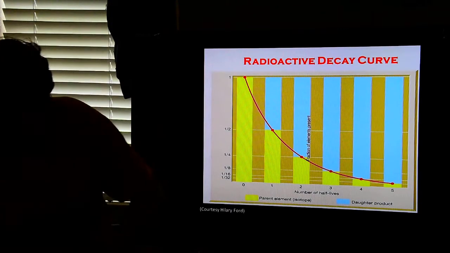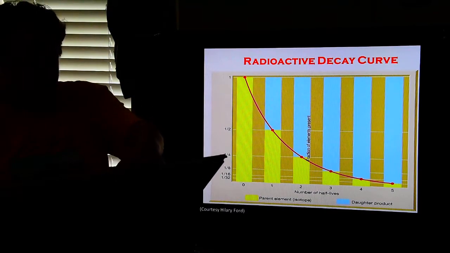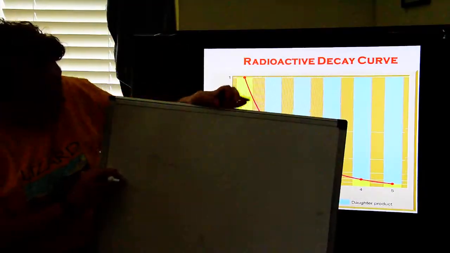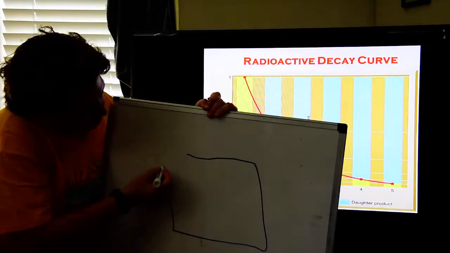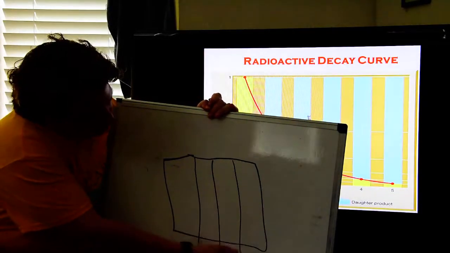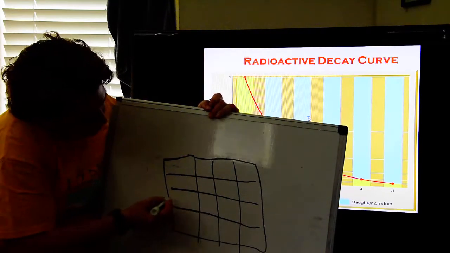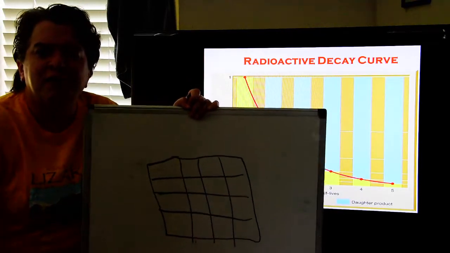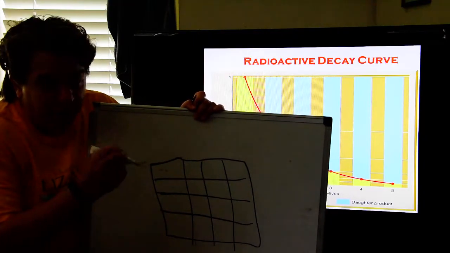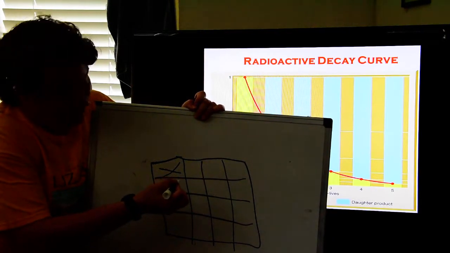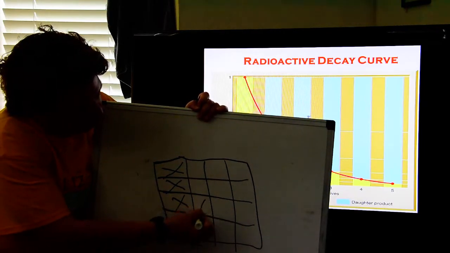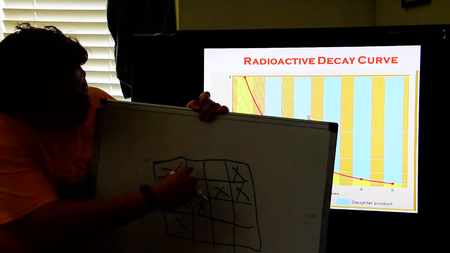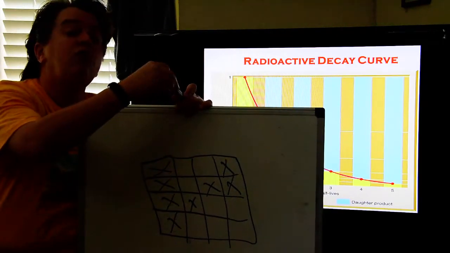And this continues. So a way of trying to show this to you guys: let's say I have this box here. Hopefully that is 16 squares. Okay, so that's my 16 parent atoms. After one half-life, half of them, it's going to be 8. Those have now become daughter. And so we now have 8 parent and 8 daughter.